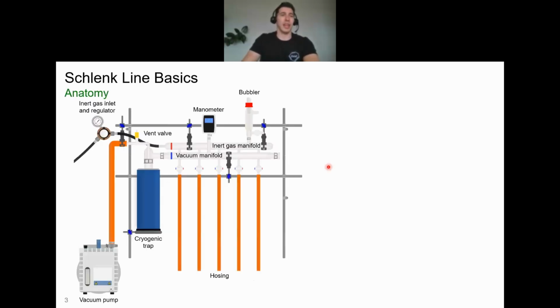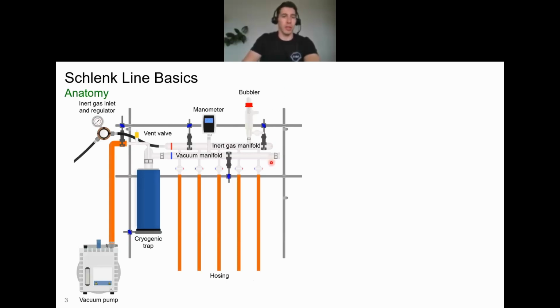So this is an illustration of a typical Schlenk line. And what we have is a dual manifold system. One of the manifolds, of course, holds our inert gas, and this is fed by an inert gas inlet and regulator. So the inert gas inlet and regulator allows us to monitor and control the inert gas flow rate as well as the pressure. And we obviously need a way for that to safely exit the Schlenk line, and this is through a bubbler, which is something I'll talk about towards the end of the presentation.